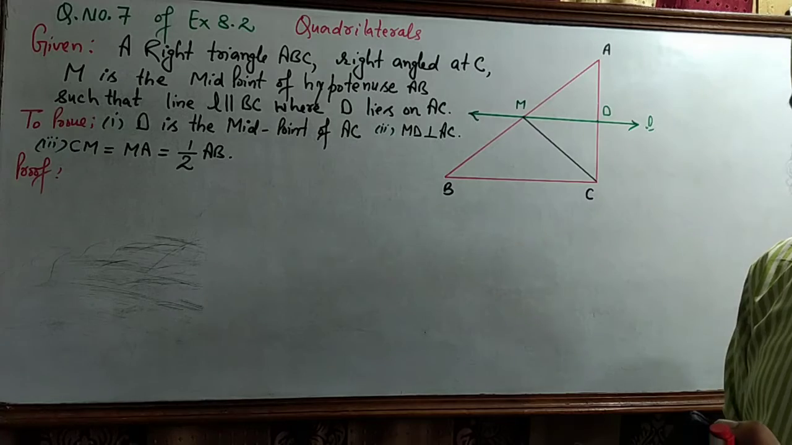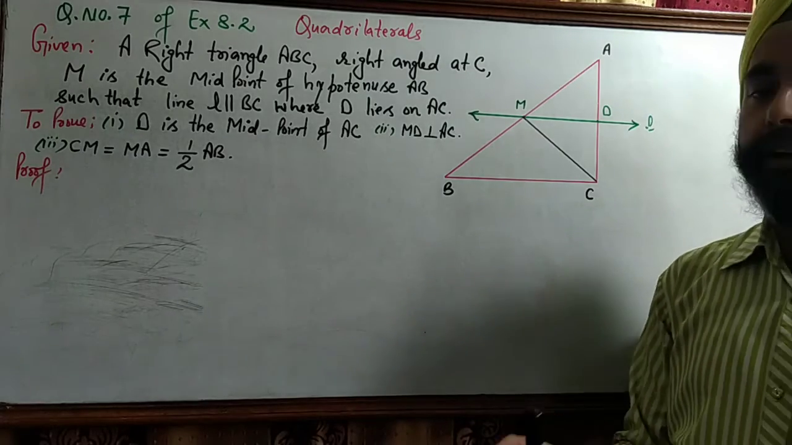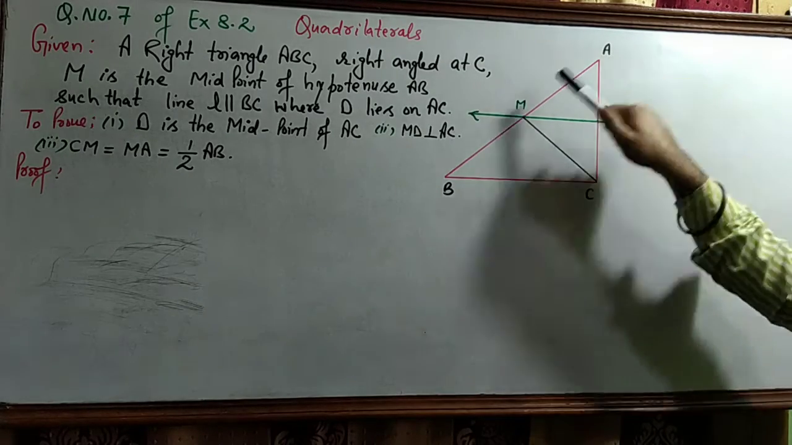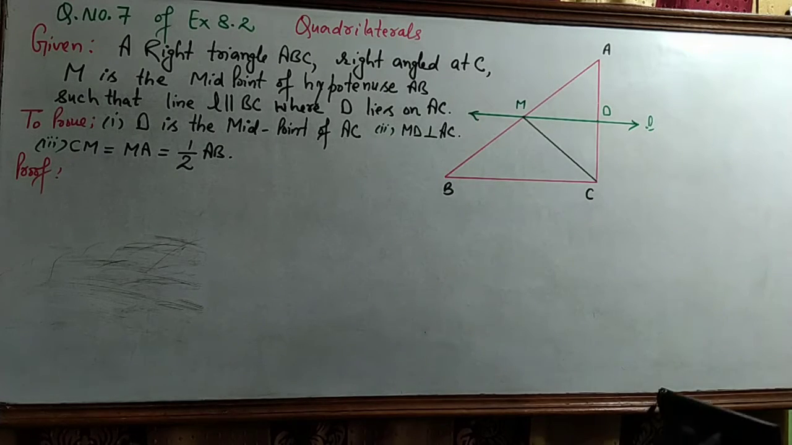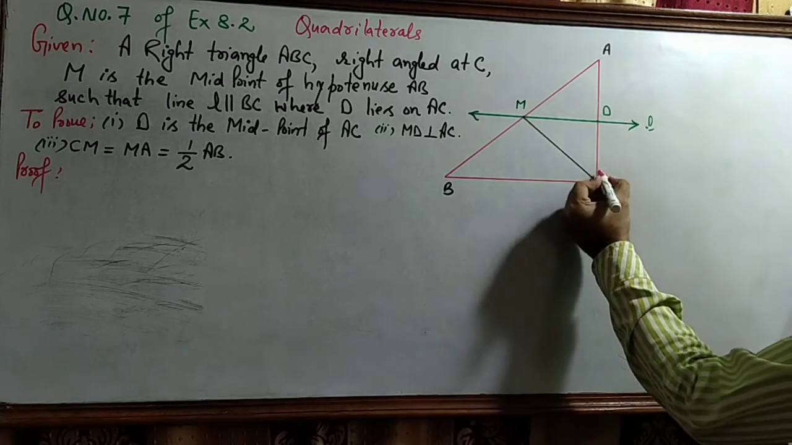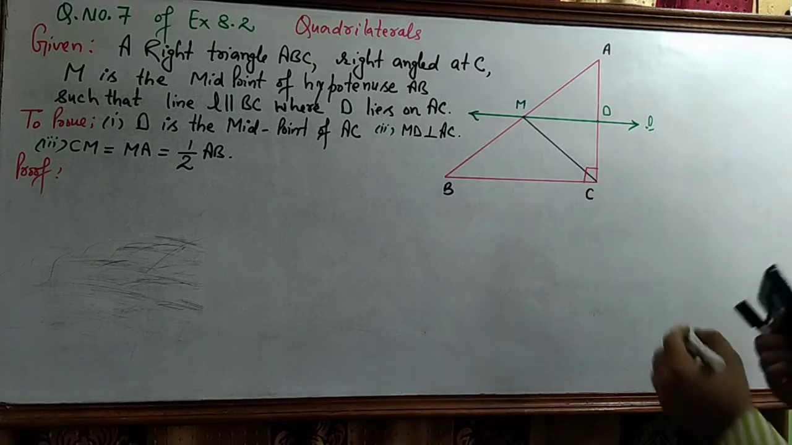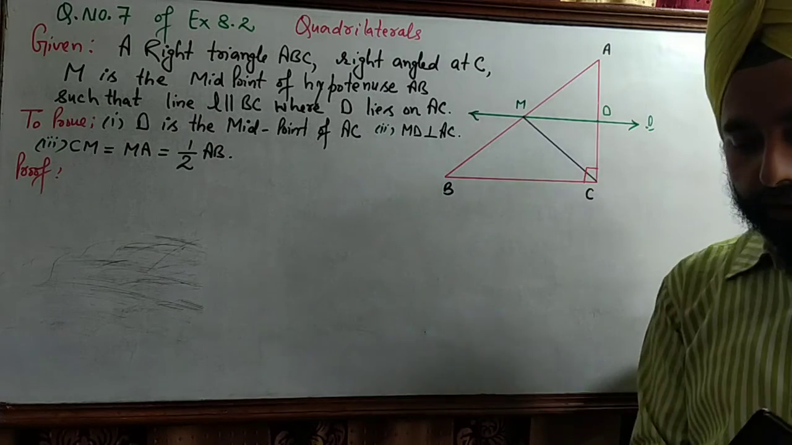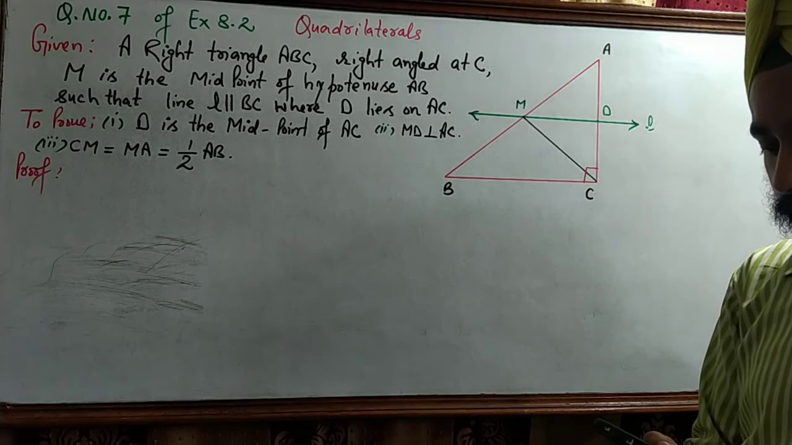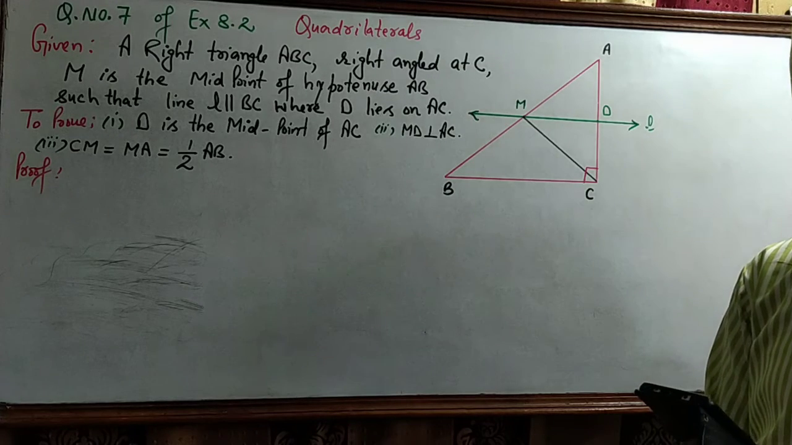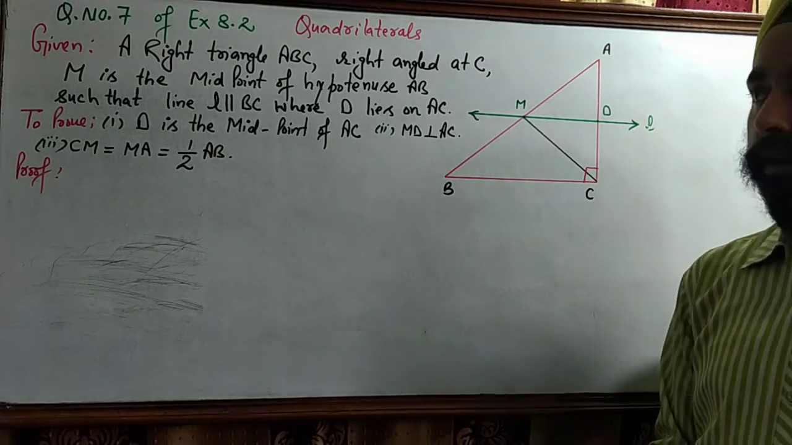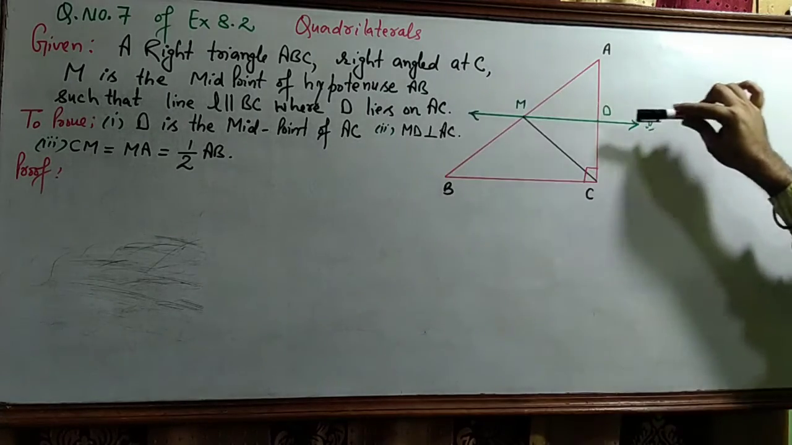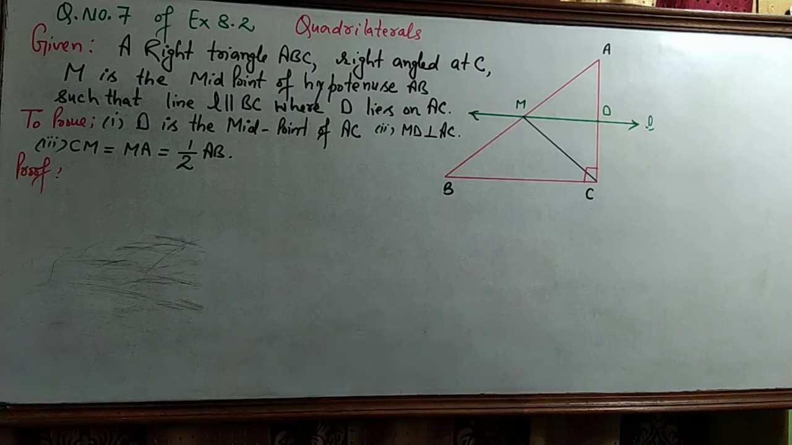ABC is a right triangle, right angled at C. We have a right triangle ABC. Right angled at C means angle C is equal to 90 degrees. This one is the triangle. Then a line through the midpoint M of hypotenuse AB. We have this line, line L, through the midpoint M of hypotenuse AB.